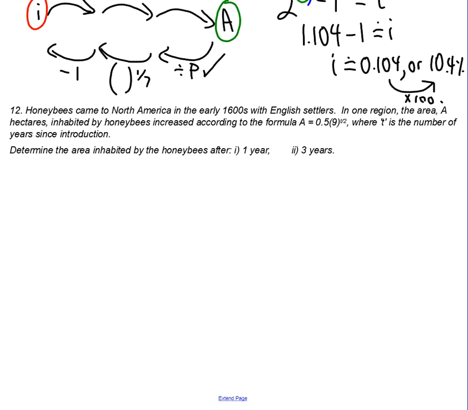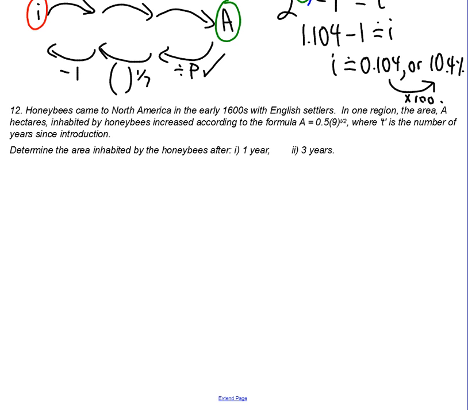So our last problem for this video lesson is just going through an application where we're solving for another A, and this one would be the area inhabited by honeybees. It was thought that in the early 1600s people brought honeybees over from Europe, and there was an initial colony, and then they spread out, and the growth of a living system usually follows exponential growth through reproduction. So we have this formula we're told would model the area that the honeybees inhabit after T years.